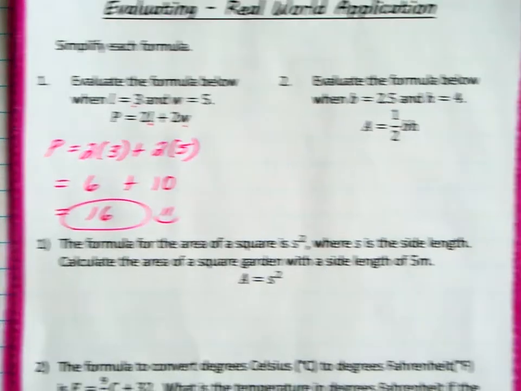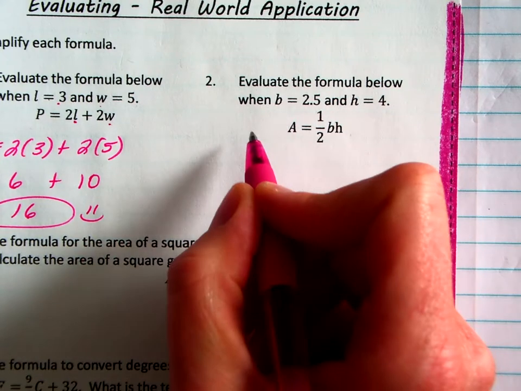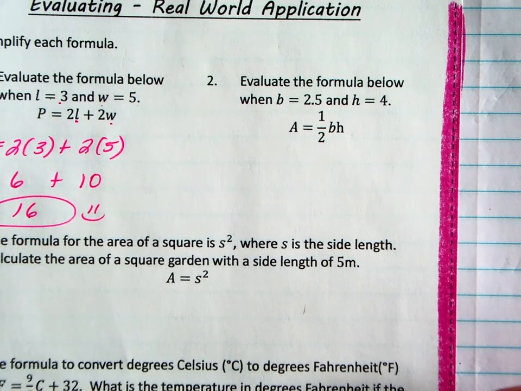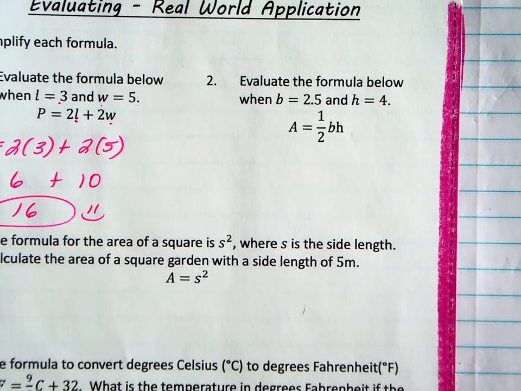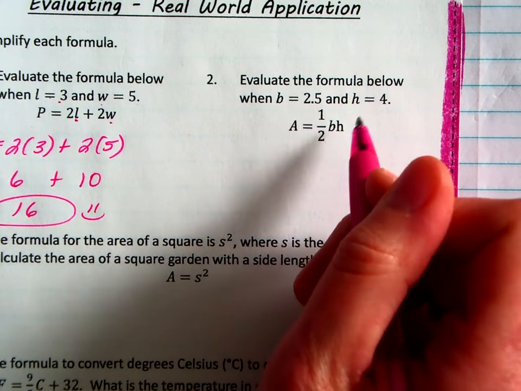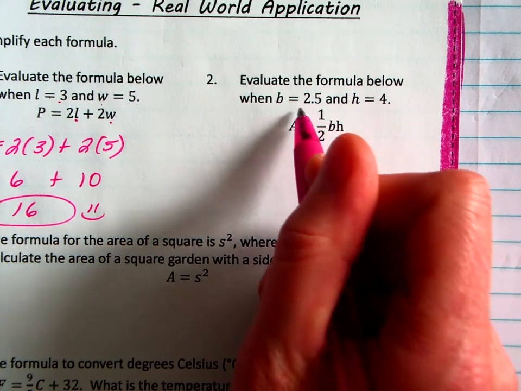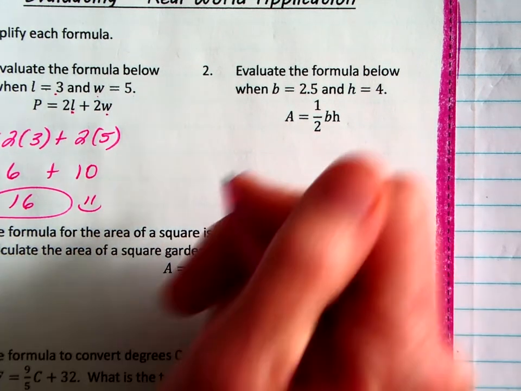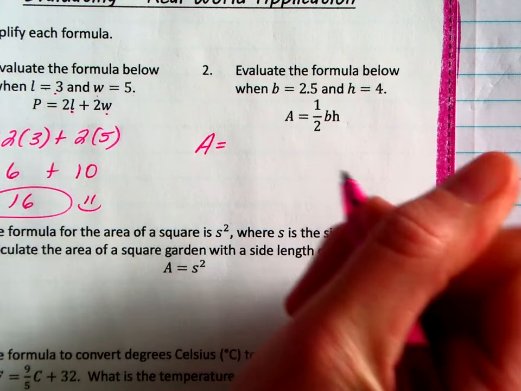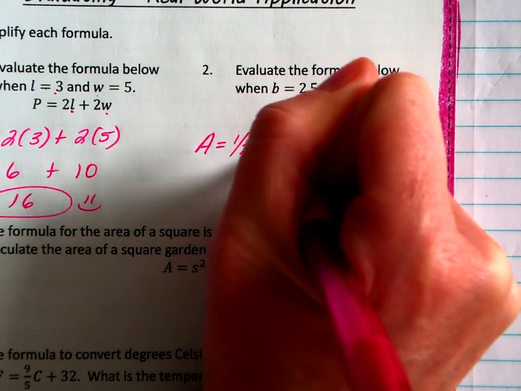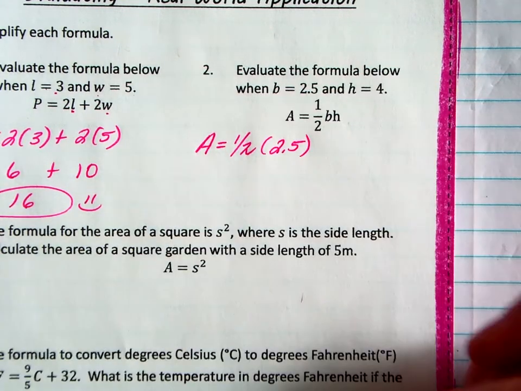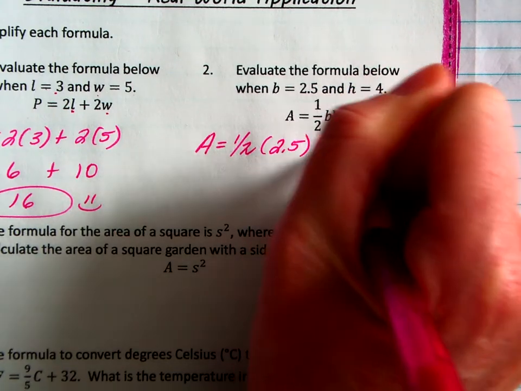Let's try number 2 together. Evaluate the formula below when B is worth 2.5 and H is worth 4. This is area equals 1/2 base times height. You might recall this formula for area. It's that of a triangle. I'm going to go ahead and evaluate this expression by substituting the values into their correct areas. I'm going to rewrite the expression with the values inserted. 1/2 times 2.5, 2 and 5/10, times 4.